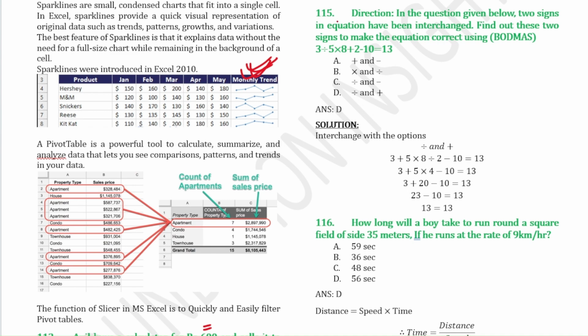Question number 15. You have to see the signs, okay? So in this type of question, you directly start solving with the given options. Interchange and see which one gives both 13 and 13. That will be the correct option. In this case, option number D gives left hand side equal to right hand side, okay?